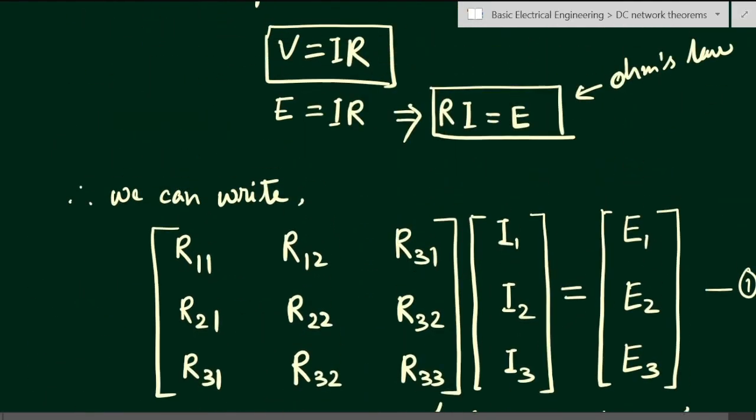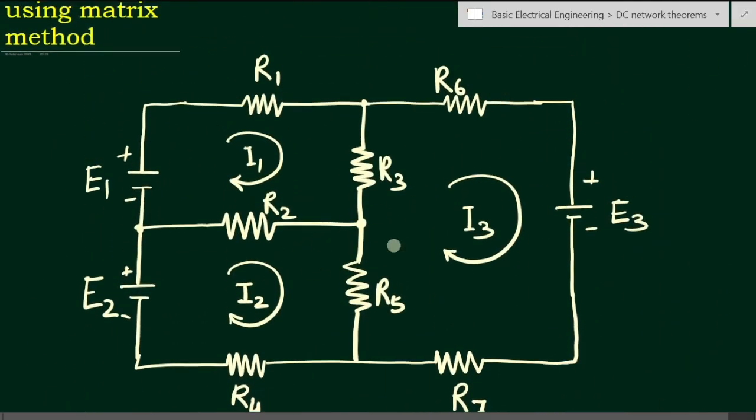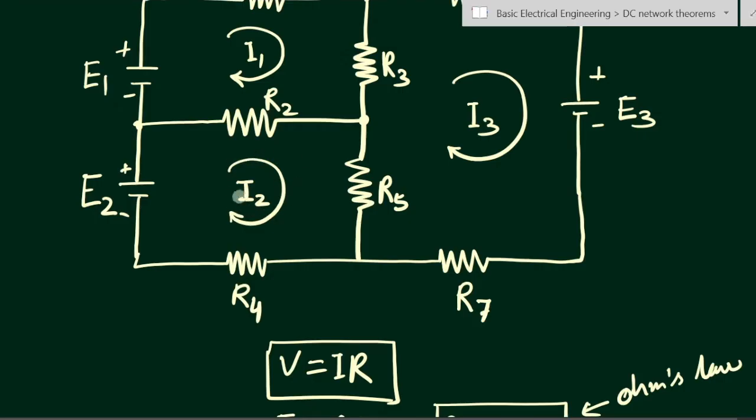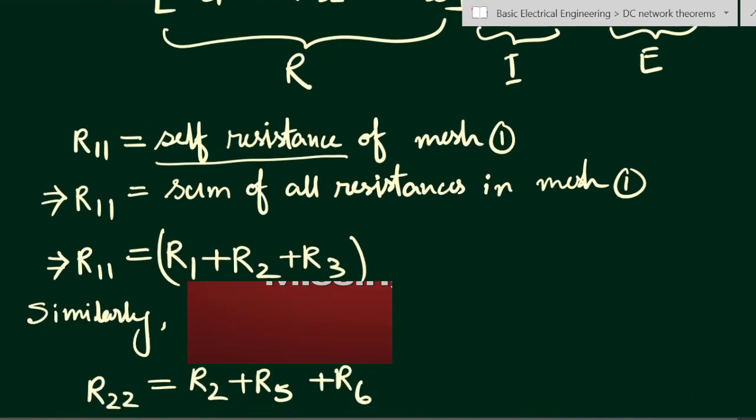Why? Let us see. R22 means this second loop. This second loop resistance with respect to the second loop, that is the self resistance. We have termed it as the self resistance of mesh 2. So in this loop, suppose this is the only loop, no other loop is there. So there are R2, R4 and R5. So here I have written it.